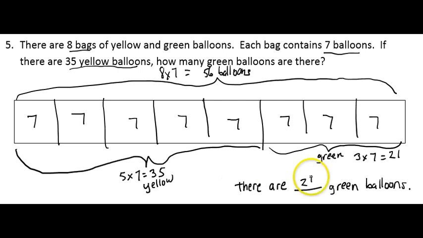be 21 green balloons. So you can see how the tape diagrams help us set up the problems, and then we can use our multiplication and division facts to help us solve the problem.